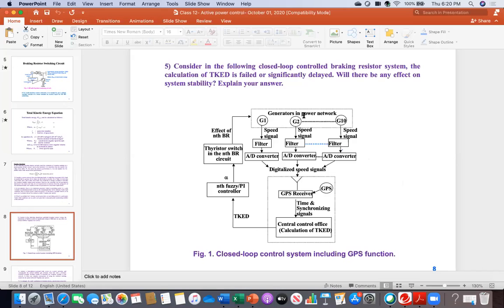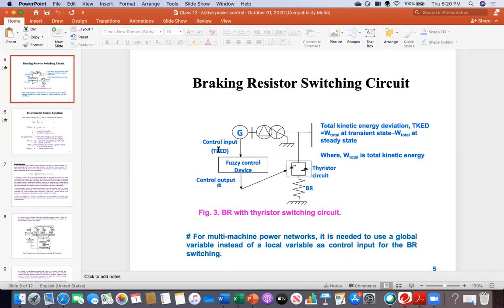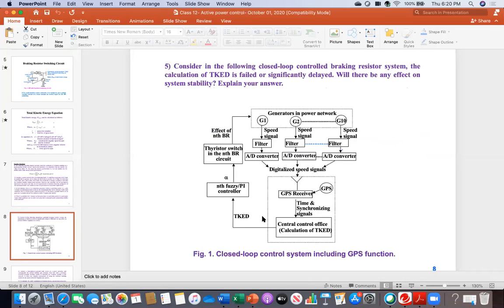Consider the following closed loop control braking resistor system. If the calculation of TKED fails or is significantly delayed, will there be any effect on system stability? Now everybody see, in this picture, I was explaining that your TKED is your controller input. And I have defined here what TKED is: W total at transient state minus W total at steady state. This means that to provide that input to the controller, you need to know your W total. That's why this figure shows that.